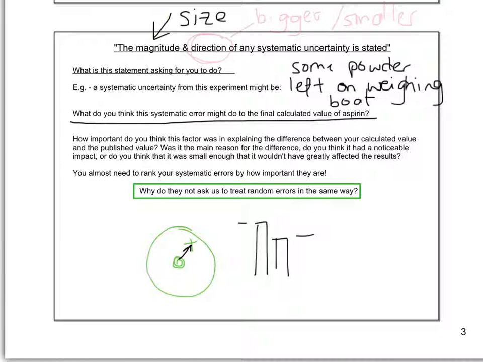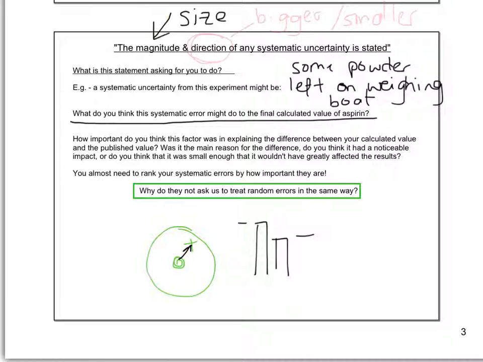Lots of you have done a really good job of identifying your errors and saying this is a systematic error, this is a random error, this is a systematic error. You just need to take that one step further now and look at the size, which one is the most important, and the direction. Is it going to make it bigger? Is it going to make it smaller? And that will give you quite a lot more to write about, as well as making your report much better.